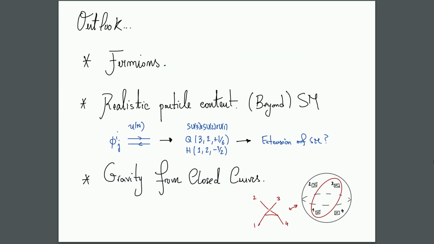Okay, so this brings me to the end. I'm just going to end with some quick future directions. Of course, if we want to describe the real world, we should learn how to do fermions in this way, and more broadly speaking, get closer to the realistic particle content of the standard model. But all that I've told you today is really about colored theories. That's extremely important. Gravity is uncolored, so if we want to find a way of doing this, the problem would now be something about closed curves on the surface rather than open curves, as these are the ones that correctly encode the kinematic dependence. Okay, that's all.